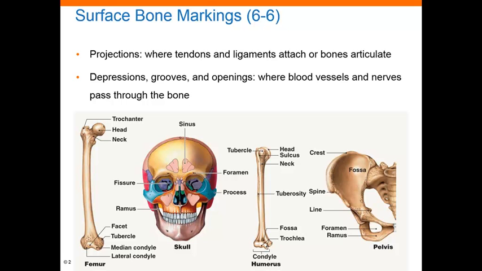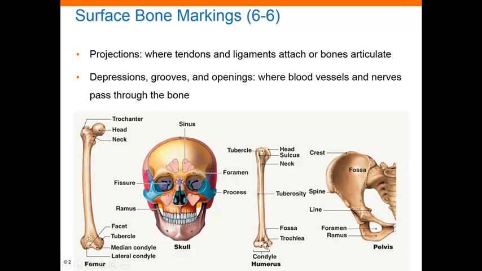For example, projections are typically areas where tendons and ligaments are going to attach, and they're these protrusions or projections, extensions of the bone, if you will. Depressions, grooves, and openings, on the other hand, are typically where you'll have blood vessels and nerves pass through the bone. For example, this foramen right here, the supraorbital foramen, is a place where blood vessels are going to pass out onto the face, and nerves will innervate the face from that hole.